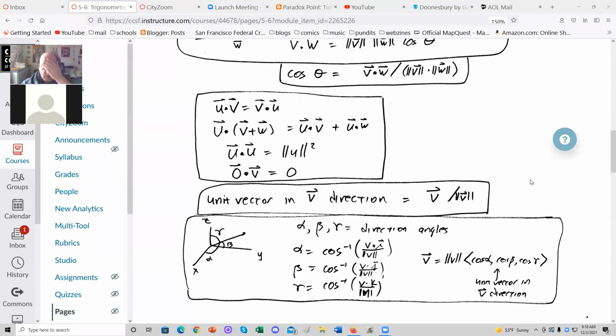We can also talk about unit vectors. We take a vector and divide it by its length. The resulting vector points in the same direction as v, but has length 1. Therefore, it is the unit vector in the v direction.